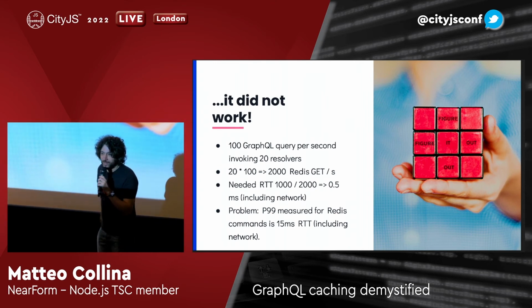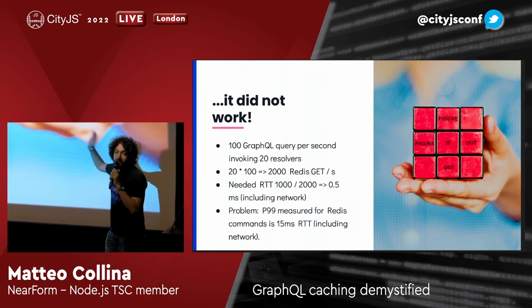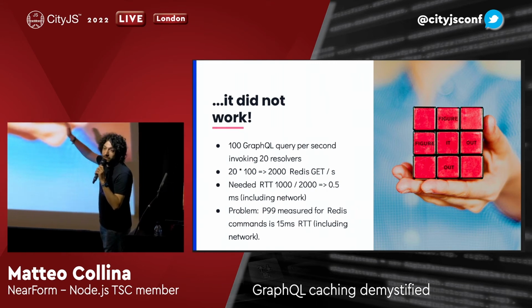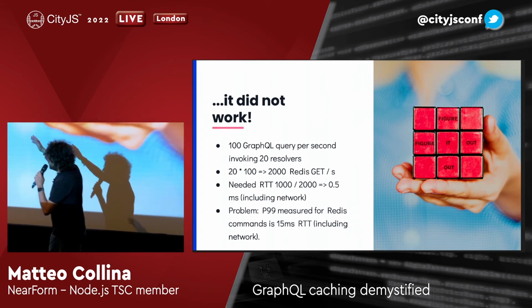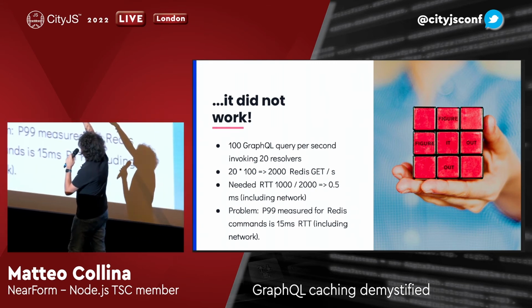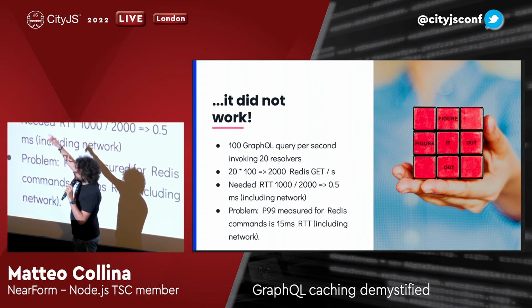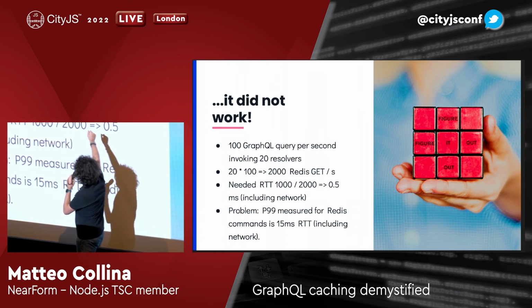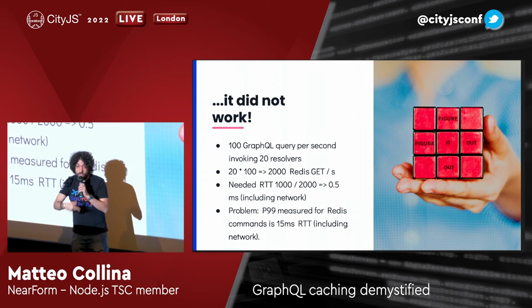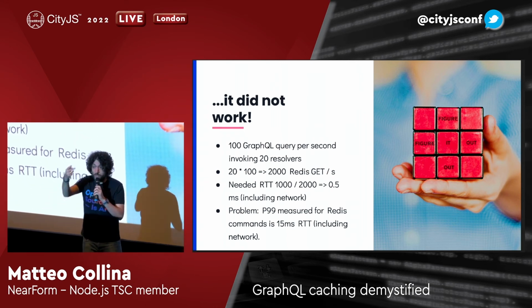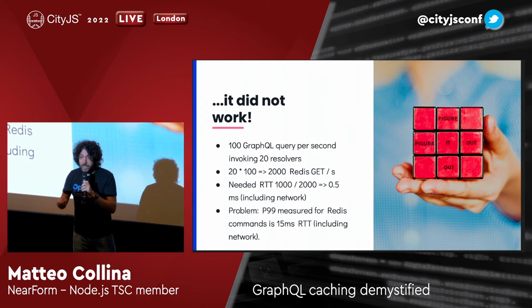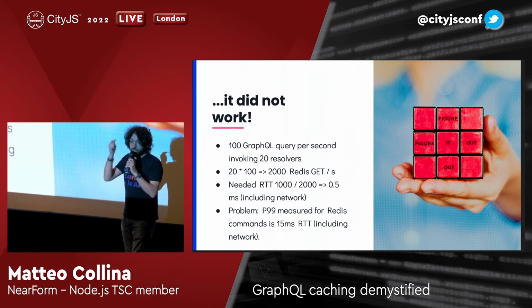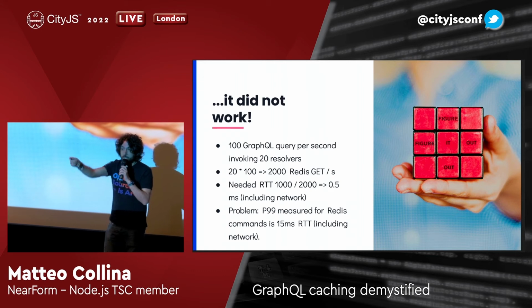So throwing something to Redis just doesn't work. Very simple. And I'm going to show you the math on why, most of the time, putting stuff in Redis is not working for you. So let's say that you have 100 GraphQL queries per second. Each one of them has 20 resolvers. With 20 resolvers, in order to access Redis and check those values, we need to do 2,000 gets per second.